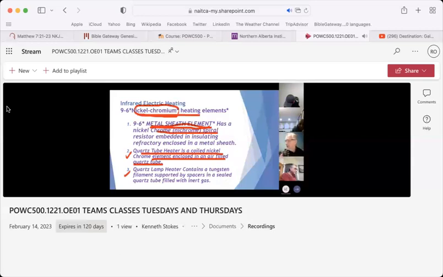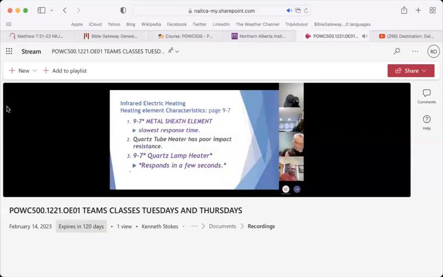Now, the important thing about these 3 types, on 9-7, there's a chart with characteristics. So what's some of the things that are important to see and note on that chart, with a highlighter preferably, is they have metal sheath, quartz tube, and quartz lamp. So response time, 3 minutes for metal sheath. Takes a while, but that device has an excellent impact resistance.